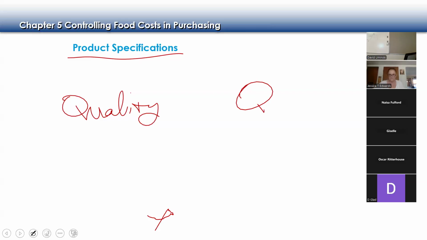Is that the answer for number 3? Yes. Okay. Product specifications. Why do we need to know what types of ingredients we need to have when we're purchasing? It depends on the menu, right? The menu tells us what type of ingredients we have to purchase. So it's important to know what our product specifications are so that we can purchase the right products. If we purchase the wrong ingredients, we can't use them for the recipe.